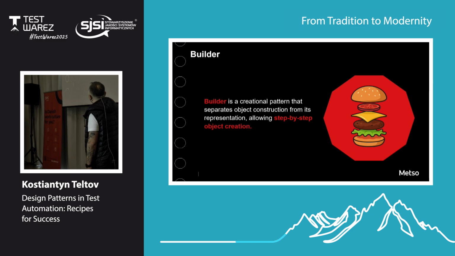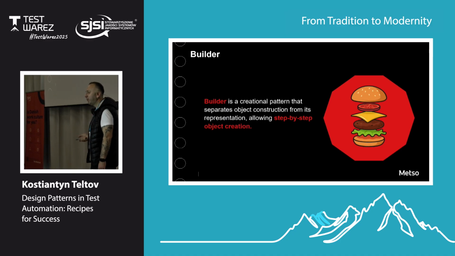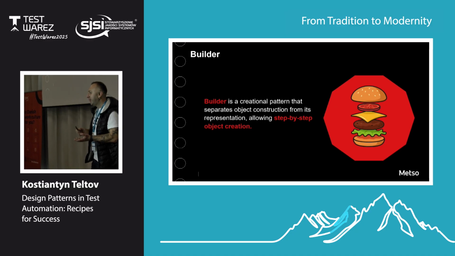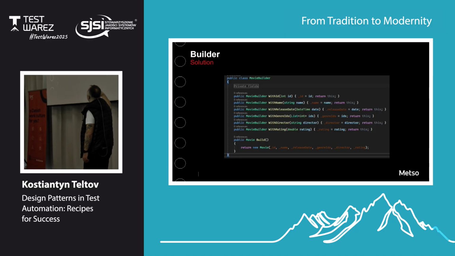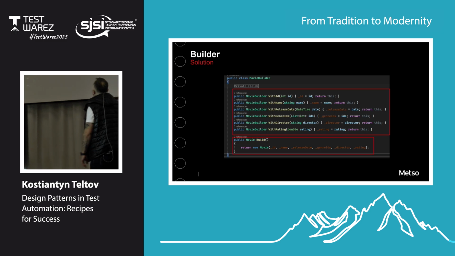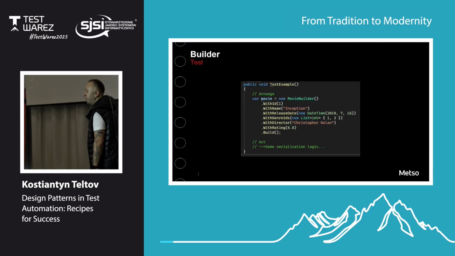The builder pattern is a creational design pattern that helps you separate the creation of an object from its implementation, like a burger. Yes, we may want to build a burger, but in some cases it might be a hamburger, in some cases a cheeseburger, so you just construct it. And how to do it? We need to create this builder, assign values, return these values, and in the end, when you are ready, we need to initialize the object with these values. So inside of the test, it will look like this. So, better than SpecFlow or Cucumber.